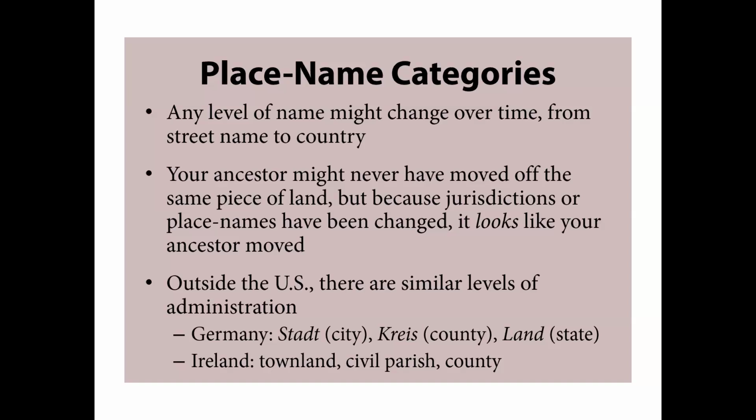Outside of the United States, there are similar levels of administration. For instance, in Germany, Stadt is a city, Kreis is a county, and Land is the state. In Ireland, you have breakdowns such as townland, civil parish, and county. So your townland would be the smallest area your ancestor might have lived, and they attended the church of the civil parish, which would also be the place where records would be recorded. And there's also the county level, before you even get into Northern Ireland and the Republic of Ireland later on.